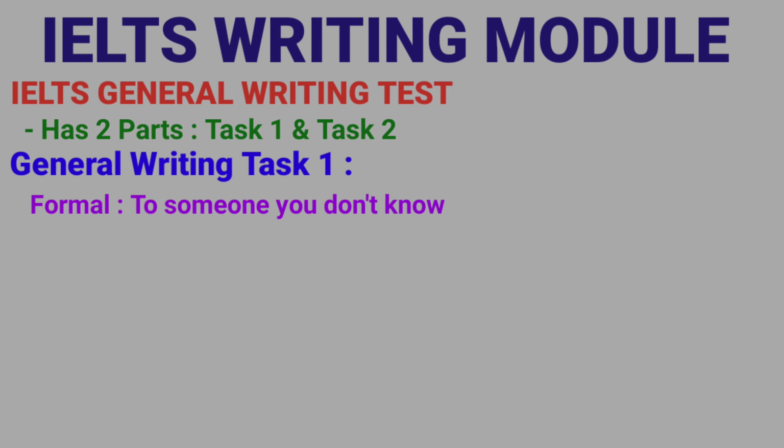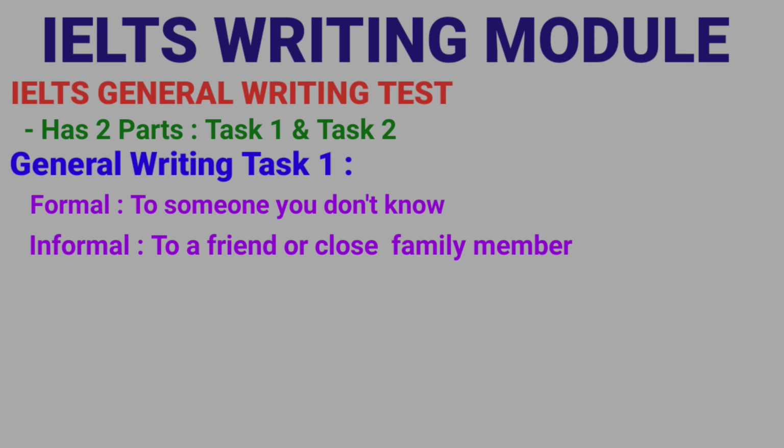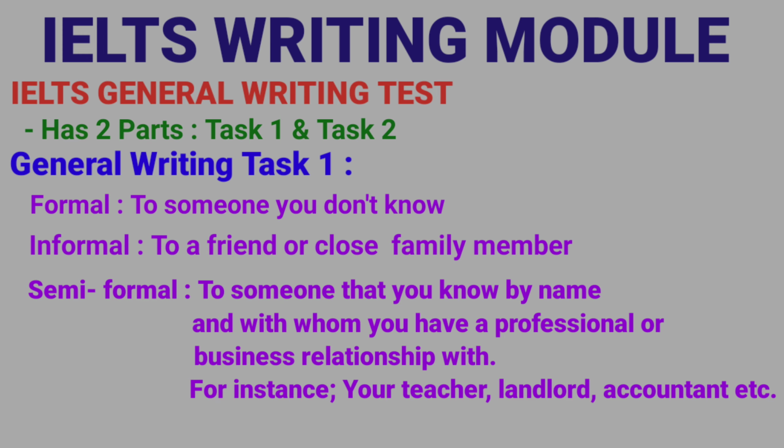Formal means writing a letter to someone you don't know. Informal means writing a letter to a friend or close family member. Semi-formal means writing a letter to someone that you know by name and with whom you have a professional or business relationship. For instance, your teacher, landlord, accountant, etc.